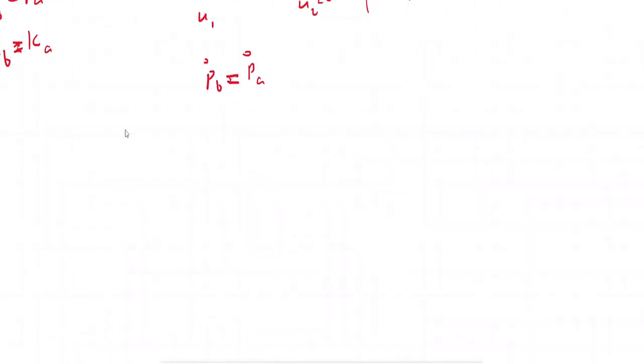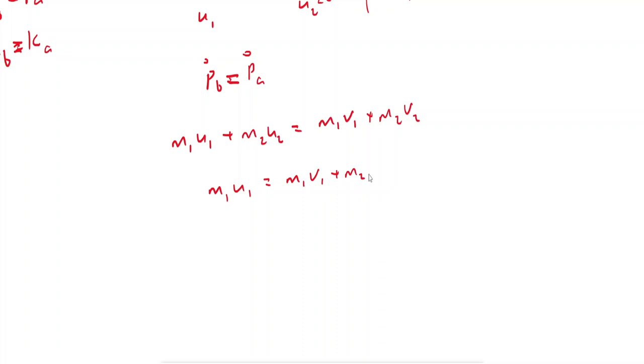All right. So for instance, in this one, this is just going to be m1 u1 plus m2 u2. Remember, these are vectors, so I'm not going to put the arrows on top. And then this is m1 v1 plus m2 v2. Okay. Now, u2 is zero, so I'm ending up with m1 u1, because when I substitute u2 here, this term actually goes away. And then this is going to be equal to m1 v1 plus m2 v2.